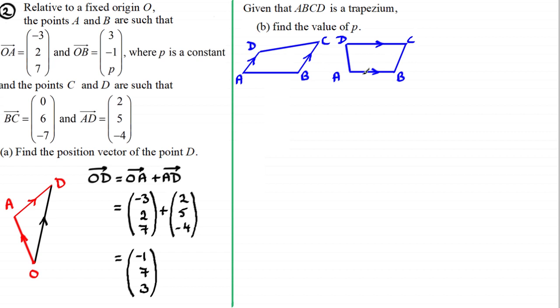So where are we going with this? It is not that first trapezium. That is because the vector AD, for instance, is not a multiple of the vector BC. I've called that multiple K. So you've got to watch out for that.